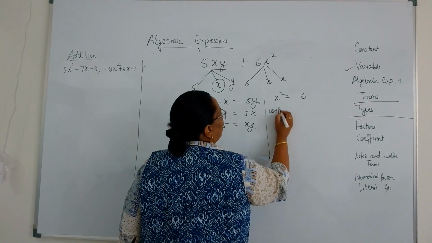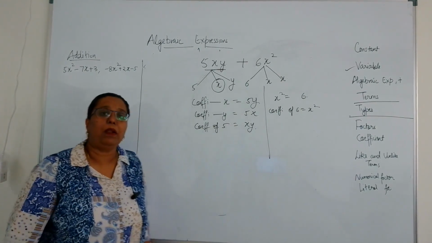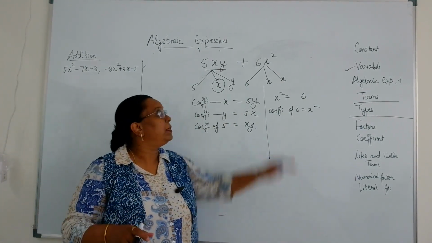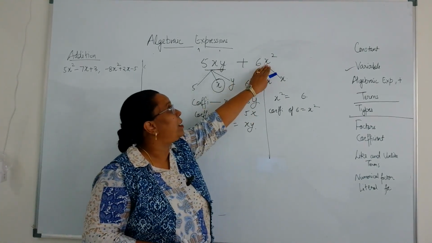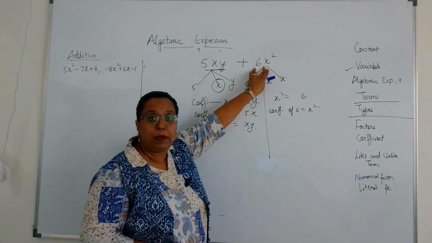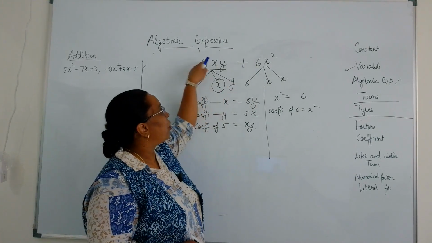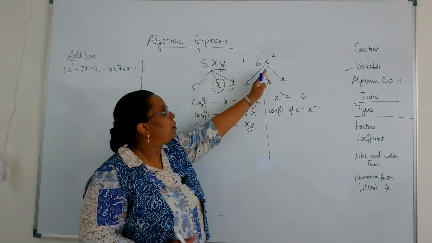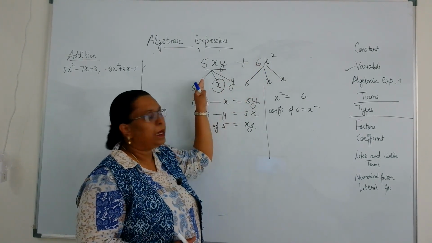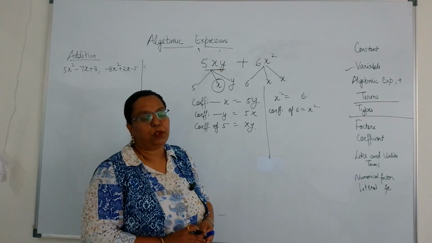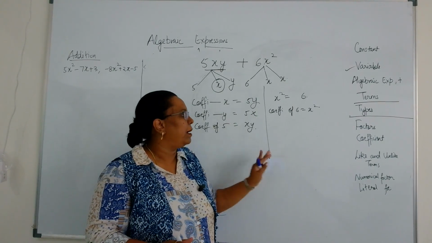Coefficient of 6 is x square. So anything which is multiplied with that number or alphabet in the term, we are talking about the terms. If I am asking about x square, then I will only consider something which is multiplied by x square and not plus or minus. Okay, so the coefficient has to be found with the help of the term, not with the entire algebraic expression. Fine. Okay, we'll do some more questions on this. Don't worry, I'm just explaining it right now.